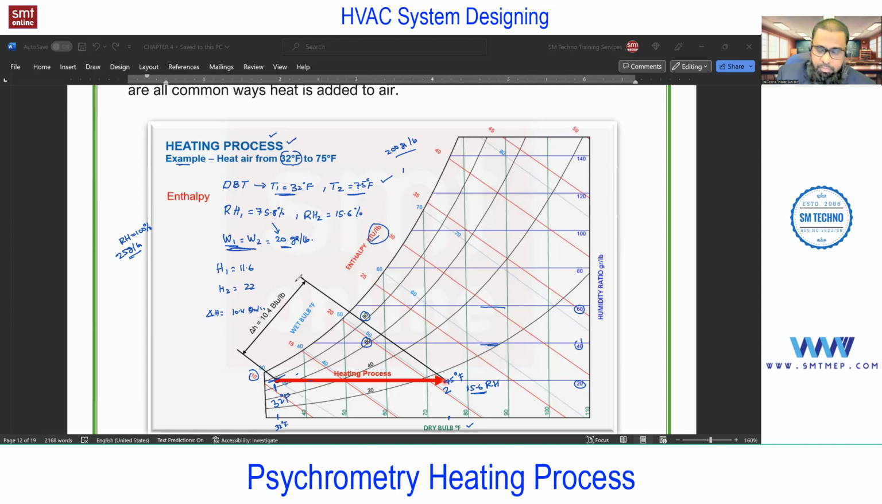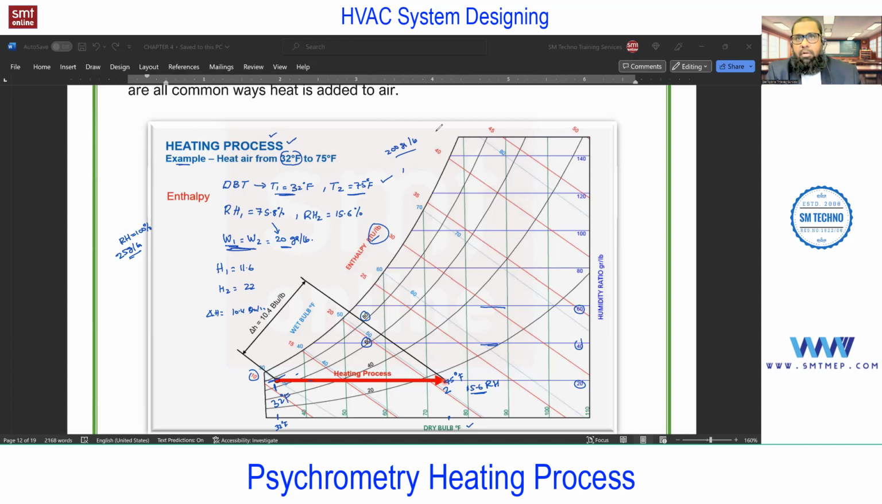Just one question in my mind: once we increase the temperature, the relative humidity decreases, to 15.6%. At the same time, as per the design aspect, we need 50% relative humidity. So again, humidification is required, right? No, that's the reason I said, what we discuss is only the heating process. We will go through all these processes, then we can do the conclusion.